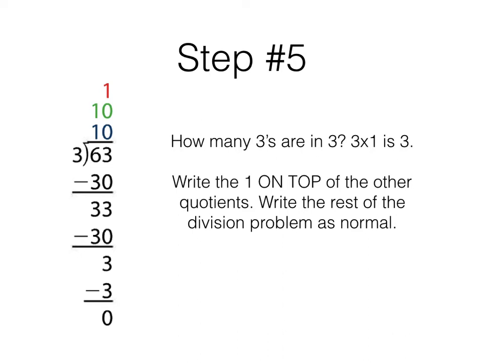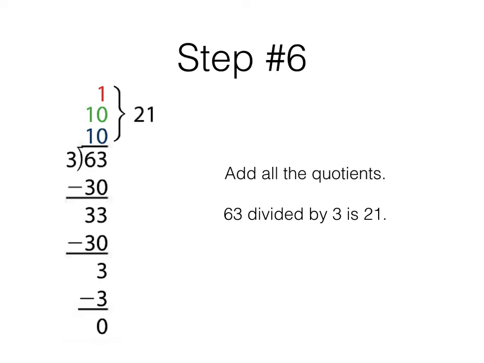Now think how many 3's are in 3. 3 times 1 is 3. So go ahead and write that 1 on top of our other quotients, the 10 and the 10, and then write the rest of the division problem as normal. 3 minus 3 is 0. Now our last step is to add all of what I call partial quotients together, the 10, the 10, and the 1, which is 21. So my quotient, or my answer to 63 divided by 3, is 21.